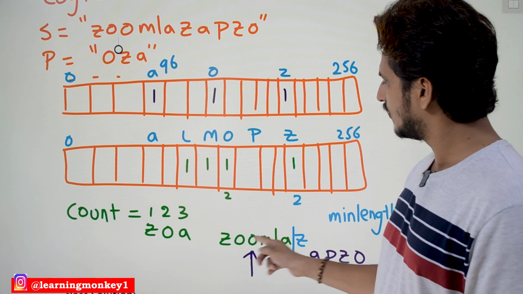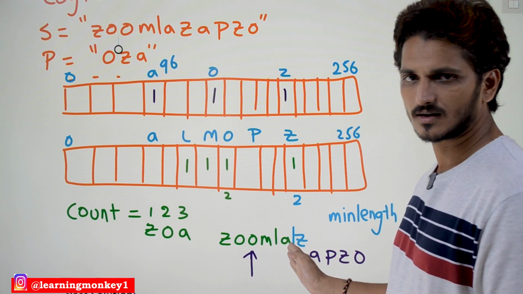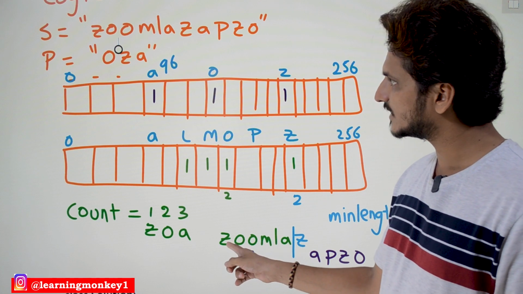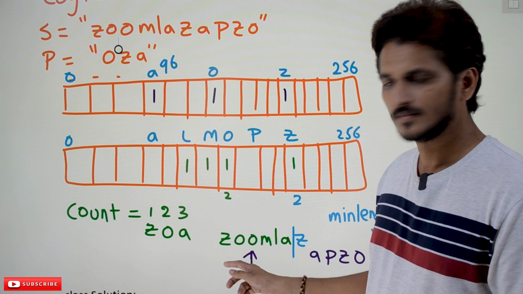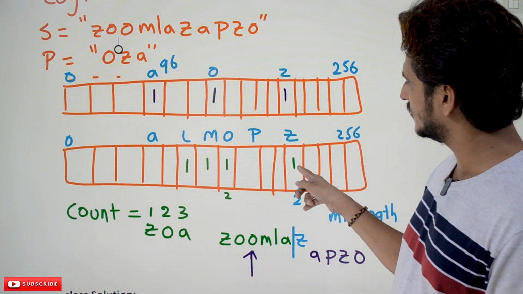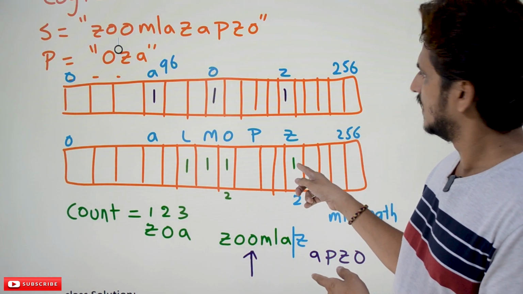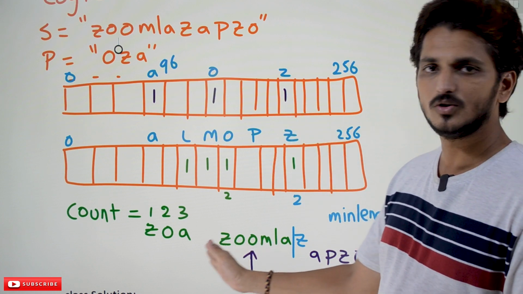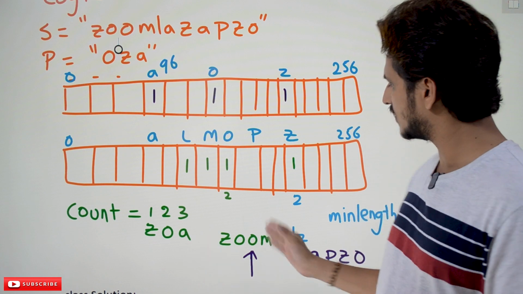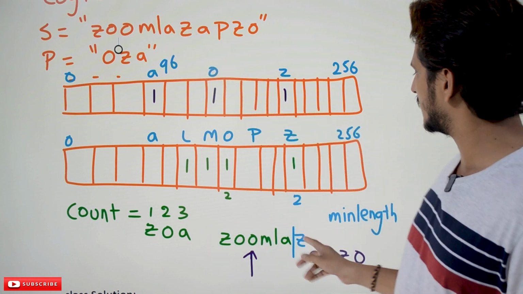See here, Z, O, O, M, L, A, we have stopped here. What is the first character? Z. Is it possible to remove Z? If you remove Z, you are taking the count to 0. But Z is available in our P. It is not possible to remove Z. So keep going, take the next character. What is the next character?